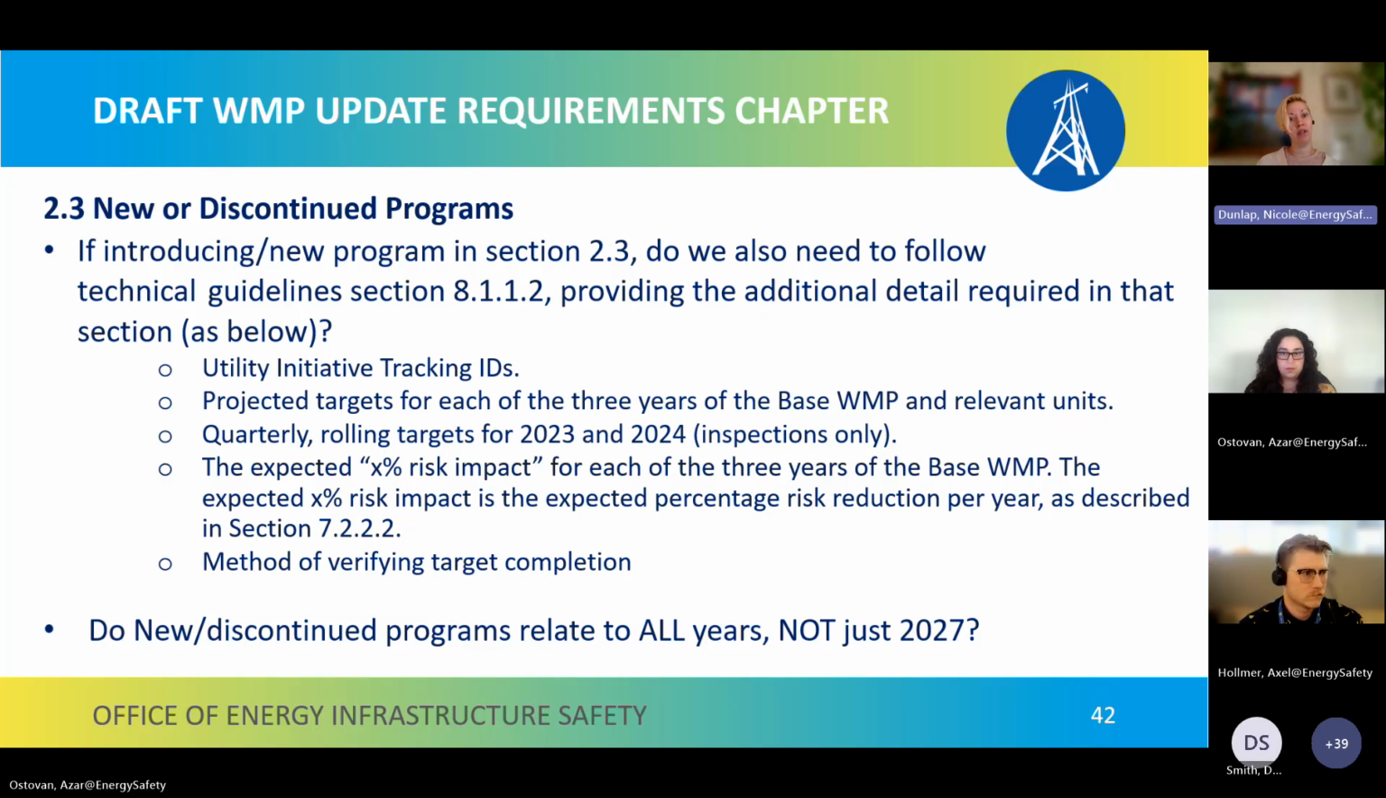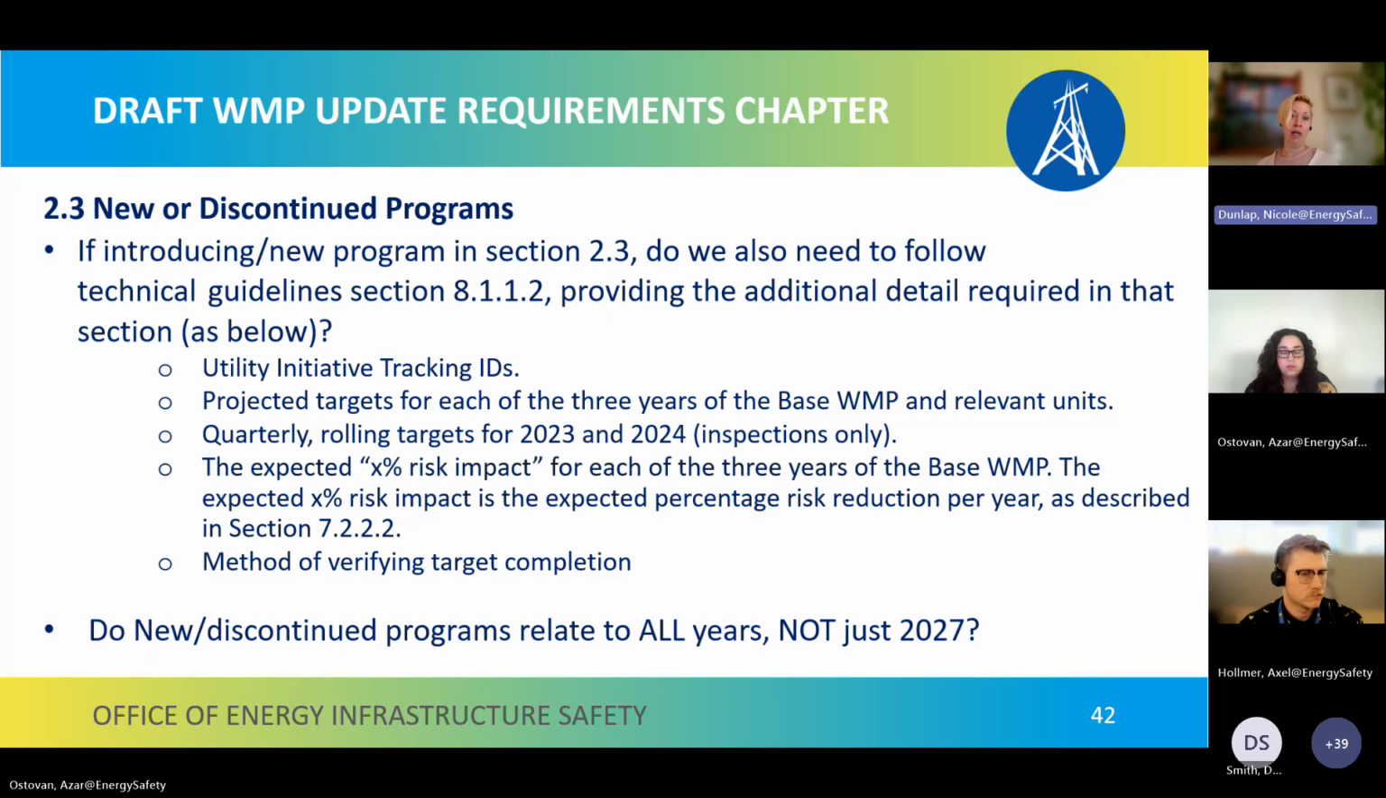And we spoke earlier that the new and discontinued programs is the one exception for the update years where we want to hear about any new or discontinued programs throughout the WMP cycle. So if by the time that you're submitting a 2027 update that you're going to be implementing a new program in 2028, then go ahead and tell us that in your 2027 update.